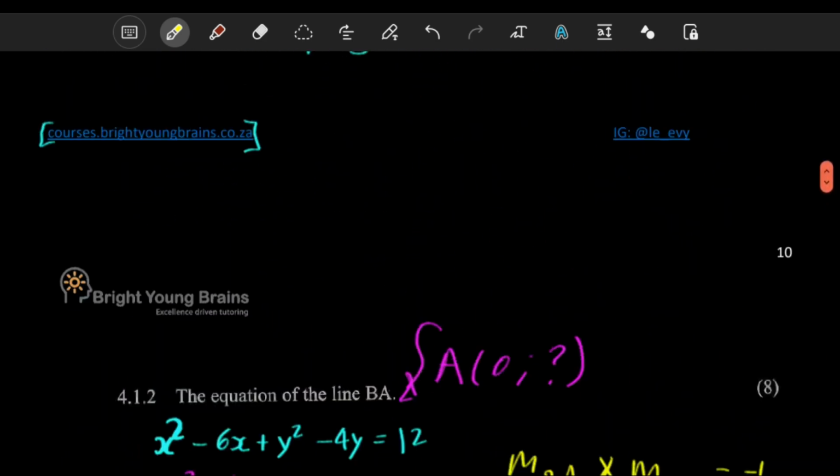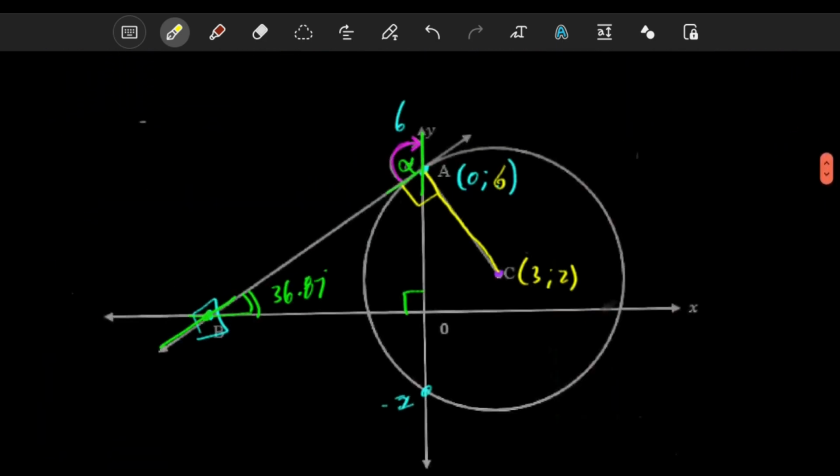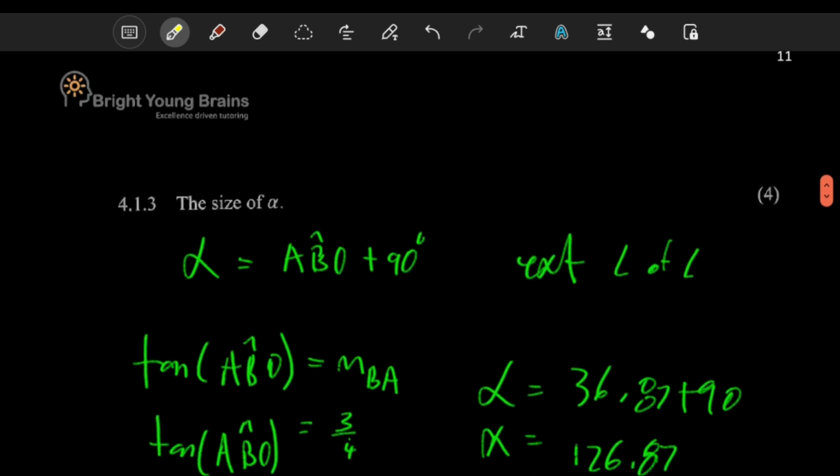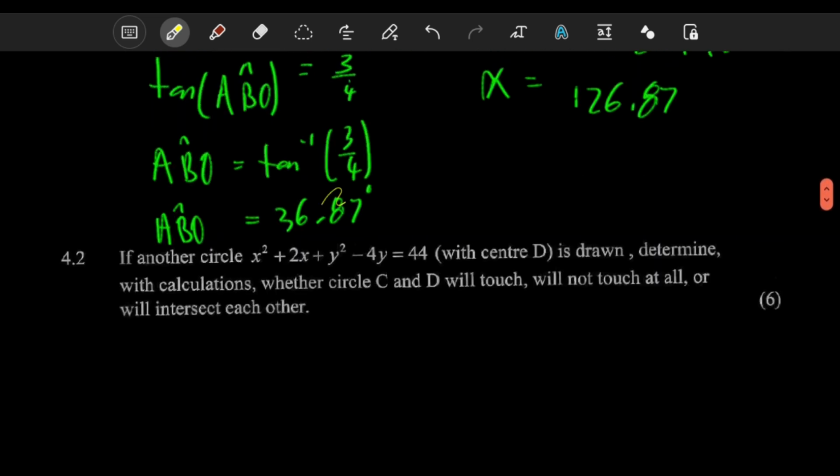What you'll notice is there's no D anywhere in our expression so far, and that's okay. It just means D is somewhere over there. So obviously, to find D, it looks like we can easily put this equation into standard form. It says here, determine with calculations whether circle C and D will touch, will not touch at all, or will intersect each other.